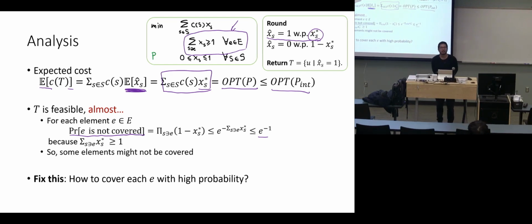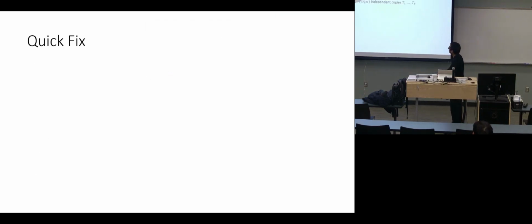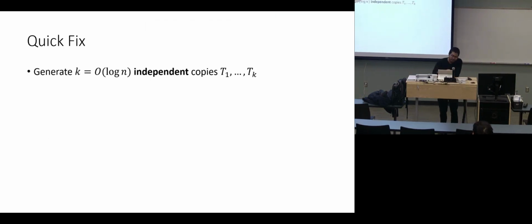Run it 1,000 log n times. Yeah. So we have seen many times in our course how to boost probability from constant to polynomially small. Just make copies, right? Okay, that's a quick fix. Just generate k, which is log n, copies of everything, T1 up to Tk, like we did. And what you return is the union of these.